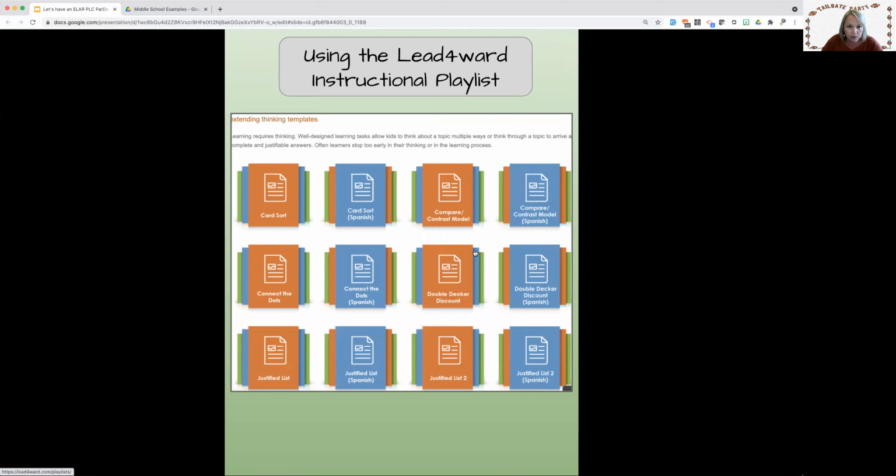And of course, using the Lead Forward instructional playlist, I can go on there and get so many great ideas of things that I could have students do, but they're almost always going to need to be adapted to the text that we're using and sometimes to the mental process in the learning target. I wouldn't use the compare contrast model if I said drawing conclusions, unless I was going to have them compare and contrast as a step into the process. And afterwards, I'd say, now what conclusions can you draw? So it's a great resource, but there's usually a little bit of thought that needs to go into it to make it work for the learning target we have for the day.